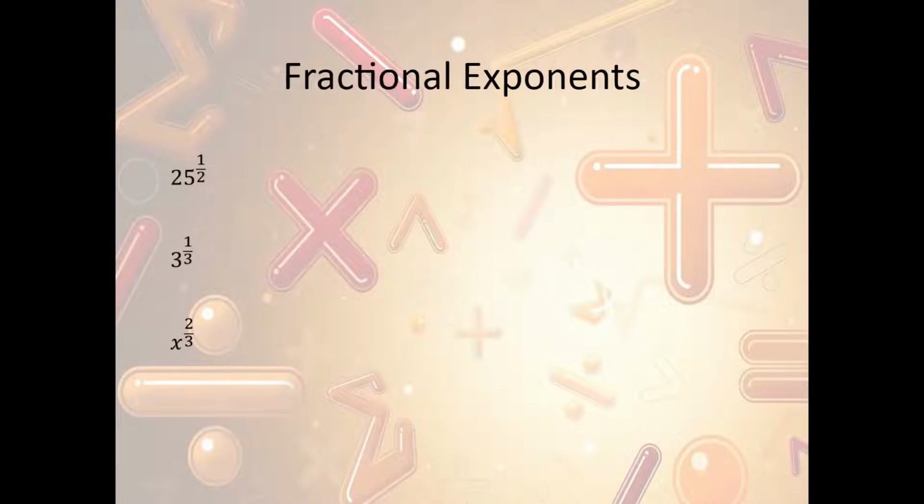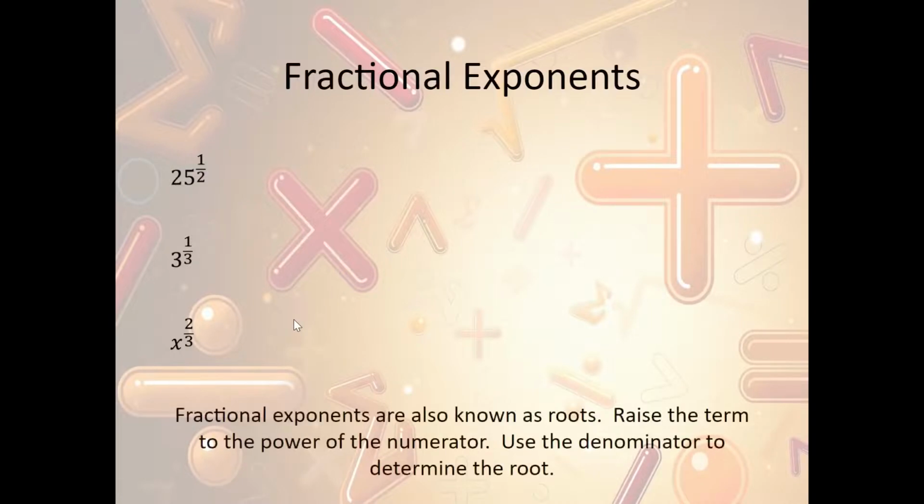Now let's take a look at fractional exponents. For instance, we have 25 to the 1/2 power. So what we're going to do is we're going to take the base number, 25, and we're going to raise it to the power of the numerator. So it would be 25 to the first power. And then the denominator is going to make up the root we're going to take. So in this case, it'll be the second root or square root.